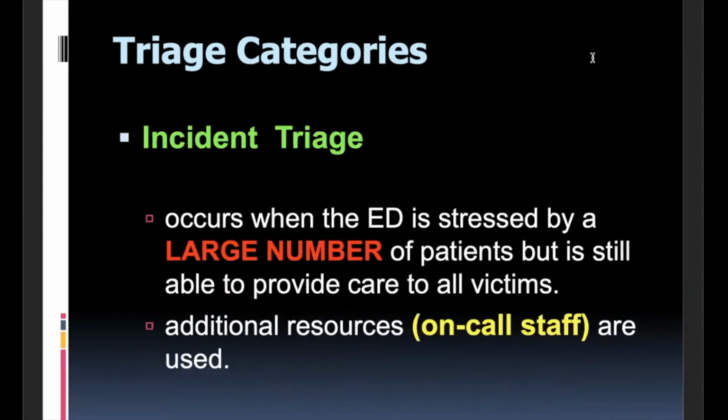Okay, the incident triage occurs when the ED is stressed by a large number of patients but is still able to provide care to all victims, meaning to say that maybe there are fewer nurses in the hospital, but the hospital can still cater to, like, a mass casualty with additional resources, maybe the on-call nurses or the nurses who are near the hospital. We can still call them as a backup or as additional human resource to take care of these patients. Okay.